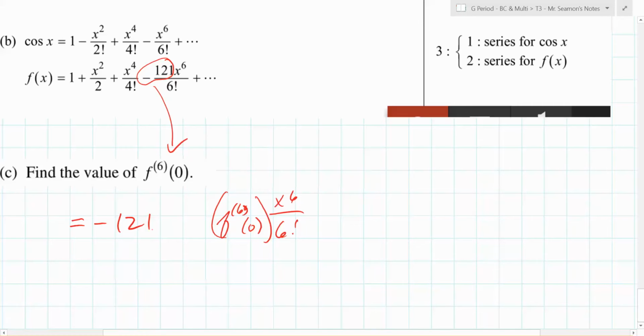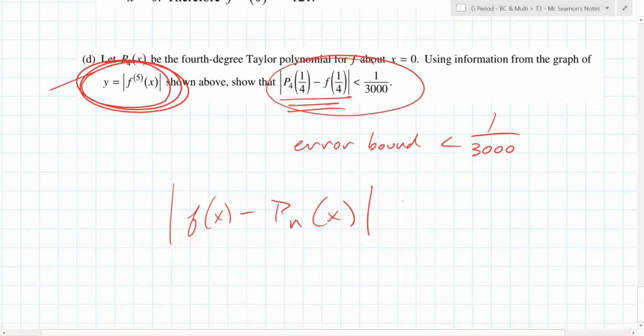121 over 6 factorial. So they get people like, oh, it's the coefficient of x to the 6th. It's not the coefficient of x to the 6th. It's the coefficient of x to the 6th over 6 factorial. Does that make sense, everybody? Yeah? Okay.